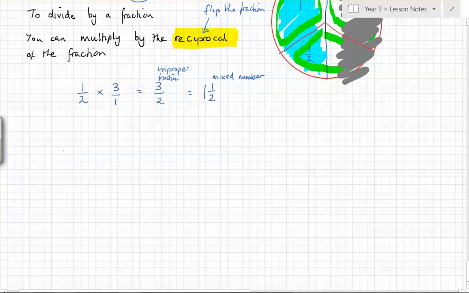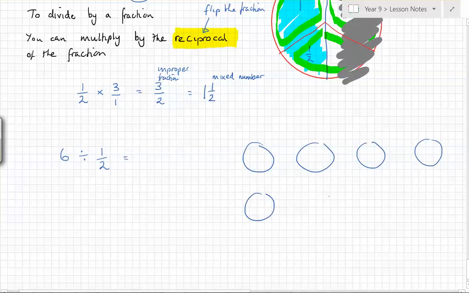So for instance, if we were to take a number like 6 and divide 6 by a half, of course you would always say division makes it smaller. But in this case, what we would be saying is, here are 1, 2, 3, 4, 5, 6 cakes, and we've got to figure out how many halves there are. If we halve all of them, how many halves? 12. So 6 divided by a half should be 12.